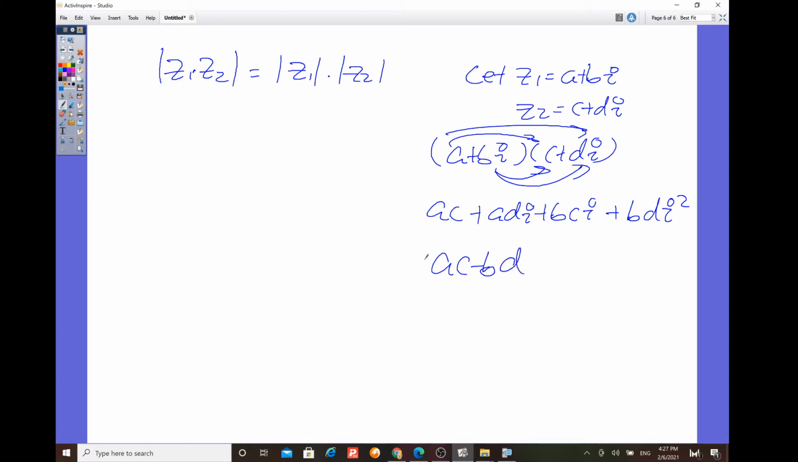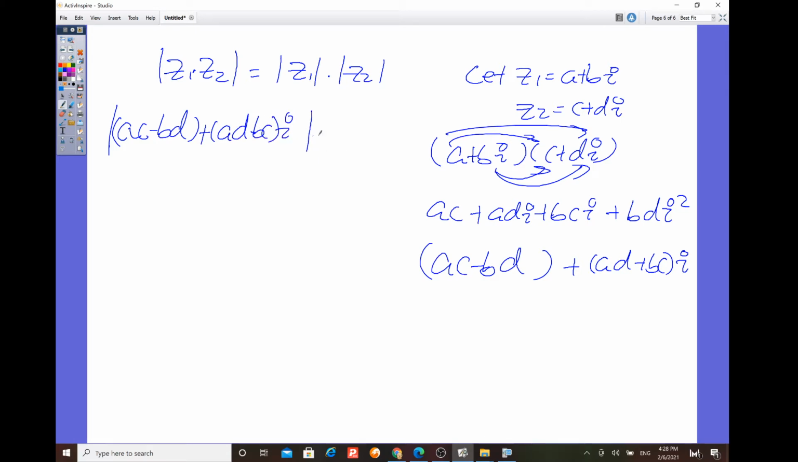You guys see that? I put all the real numbers together. Imaginary number, take out that i, and then AD plus BC. Okay, so let's put it right here, one thing at a time. So AC minus BD, the group of this, plus AD plus BC, quantity i. So we'll find the magnitude for this.